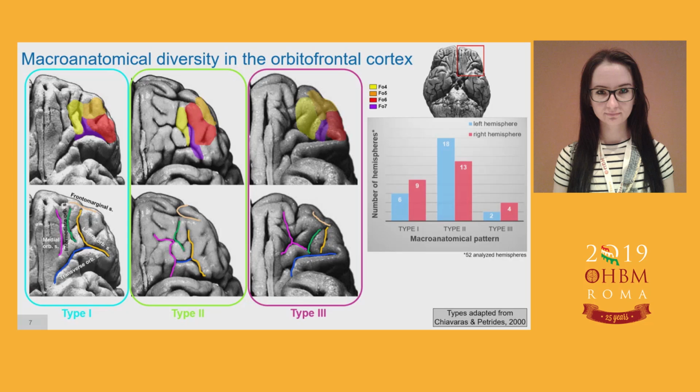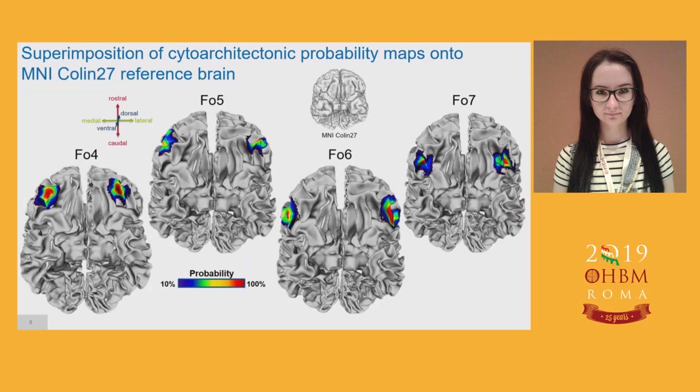Location and extent of all 4 areas varied with the changing sulcal patterns, but were still occupying the anterior, lateral and inferior frontal gyrus. Here, the type 2 pattern was found most in the extended larger sample size of 52 hemispheres.